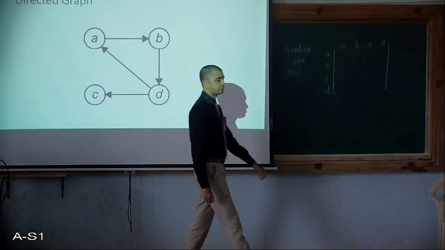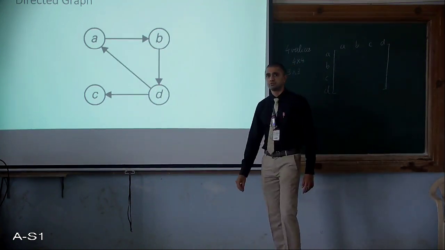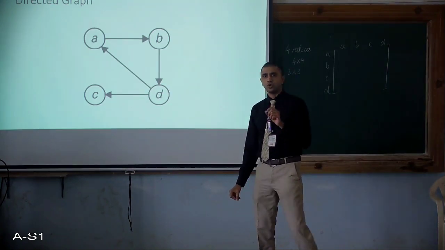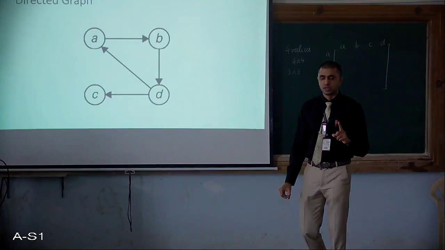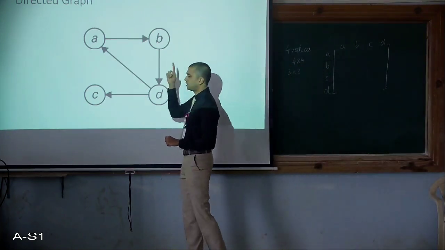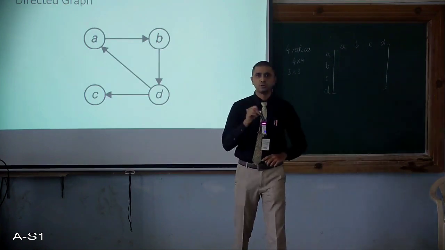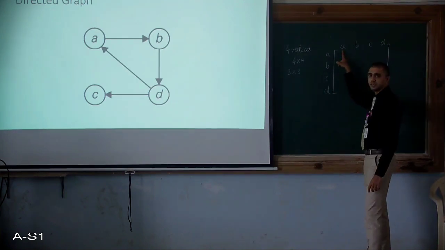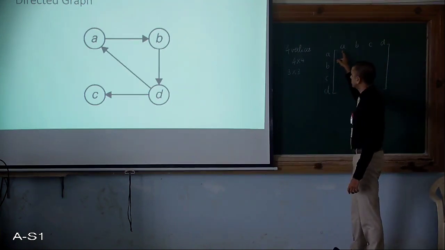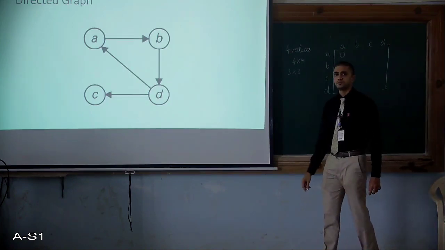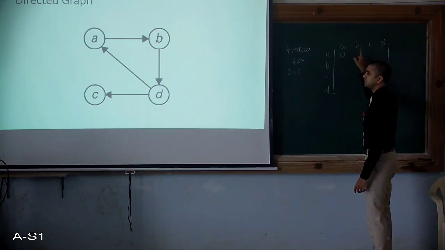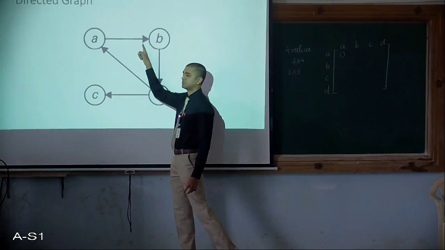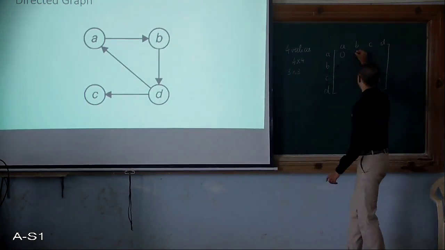Consider this particular directed graph. If there is a directed edge from one vertex to another vertex, I'm going to denote it by 1. If there is no directed edge from one vertex to another vertex, I'm going to denote it by 0. So let's see, from A to A, is there a directed edge? No, so I'm going to say 0. Next, A to B, is there a directed edge? Yes, there is a path from A to B, so this is going to be 1.